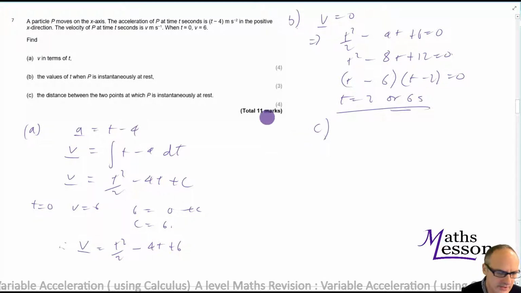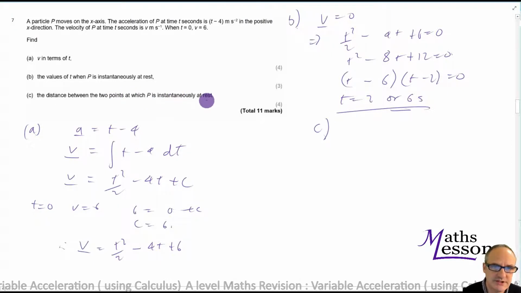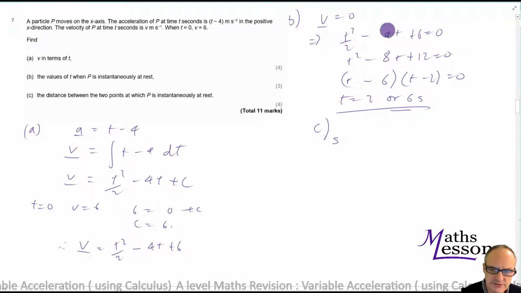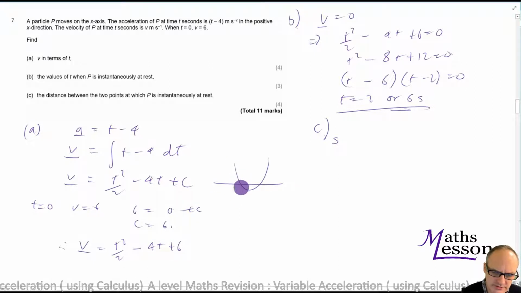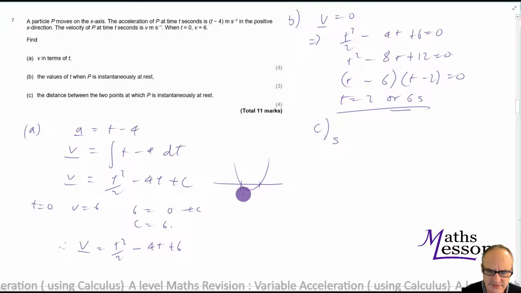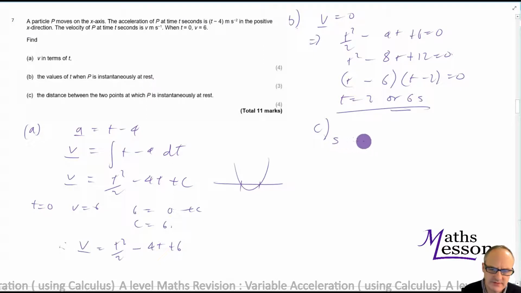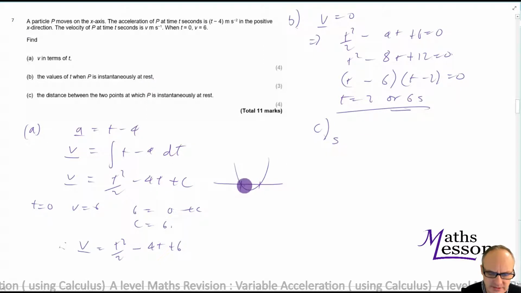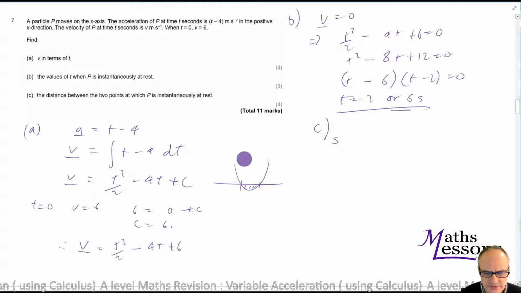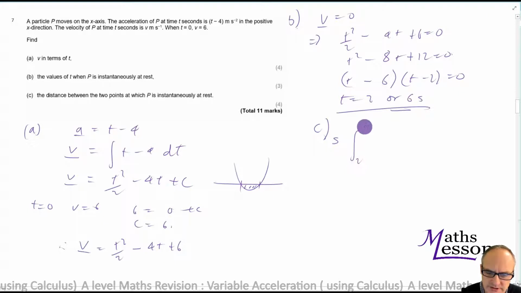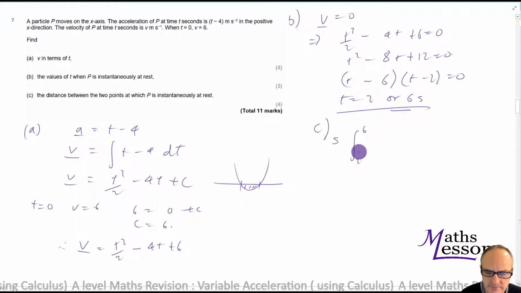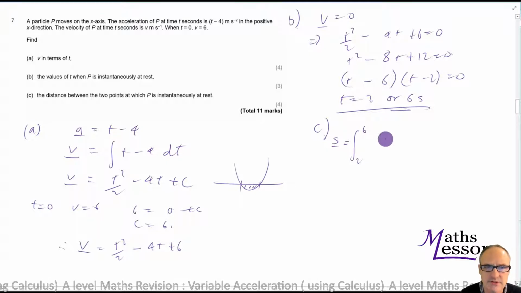For part C, find the distance between the points when P is instantaneously at rest. So because we know the velocity, we've got this t squared graph, we're going to have it going like this, and it's going to be between t equals 2 and t equals 6. So the velocity is always down here and is always negative on this side of things. And therefore, we should be able to find the distance between them as being that area there. Okay, so it's not crossing the axis, so there's no cancelling out, so we don't need to worry. So we can just integrate between these two values, between t is 2 and 6. So s will equal that.